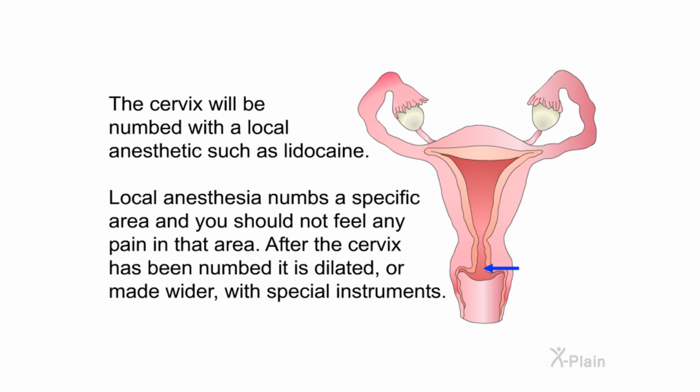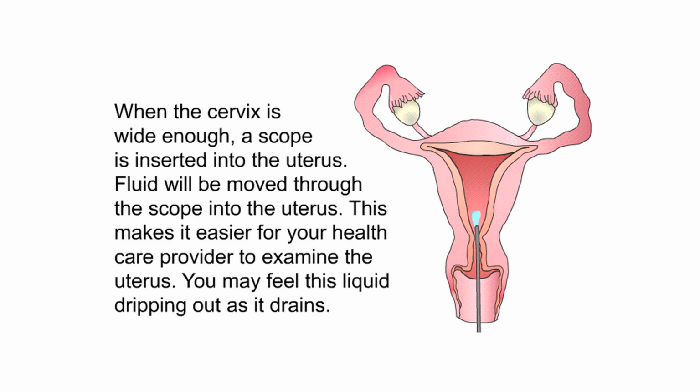The cervix will be numbed with a local anesthetic such as lidocaine. Local anesthesia numbs a specific area, and you should not feel any pain in that area. After the cervix has been numbed, it is dilated or made wider with special instruments. When the cervix is wide enough, a scope is inserted into the uterus. Fluid will be moved through the scope into the uterus. This makes it easier for your healthcare provider to examine the uterus. You may feel this liquid dripping out as it drains.